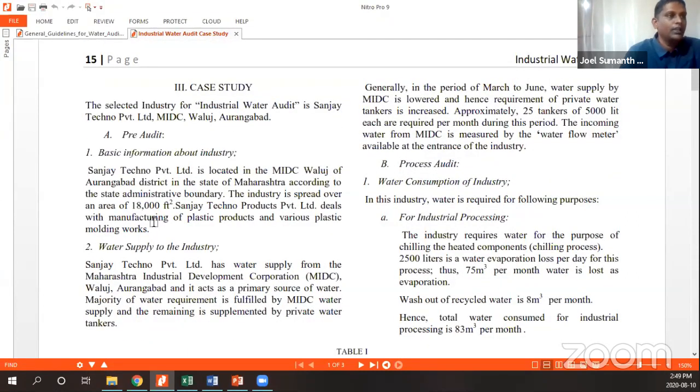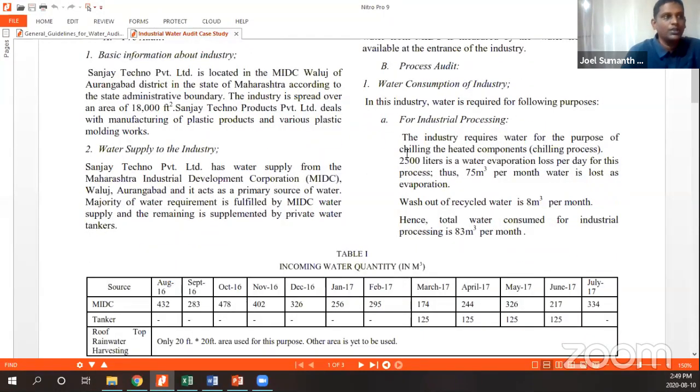Then you have the process audit. So here you have what is the water consumption. So for different services, for different discharges or delivery points, what is the amount of water that is required? So first we are seeing the industrial processing, how much water is required for that.